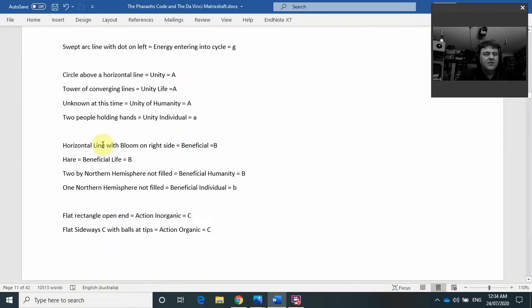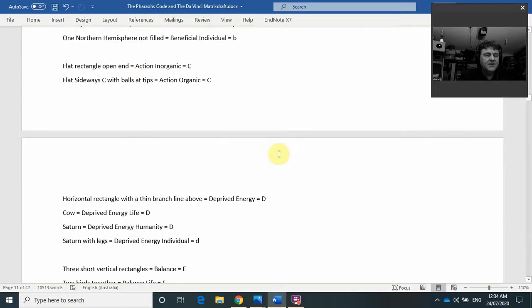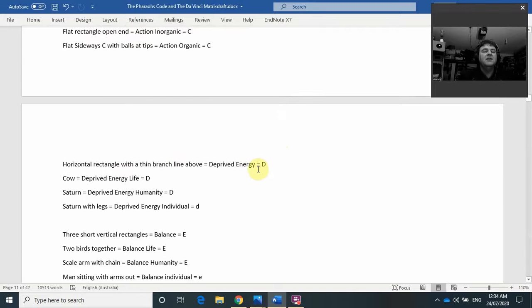And then we covered basically all of the beneficial symbols, and we did the action and the inorganic and organic actions. And we looked at the deprived energy and the deprived energy of life, which was the cow. We didn't cover the Saturns, right? The deprived energy of humanity and the deprived energy of an individual, which I think is a Saturn with some little legs on the underside of it. Again, one that I'm looking for further confirmation on, just to see that it repeatedly tests, and I'll lock that one in. But I'm quite certain that Saturn is the symbol for the deprived energy of humanity.